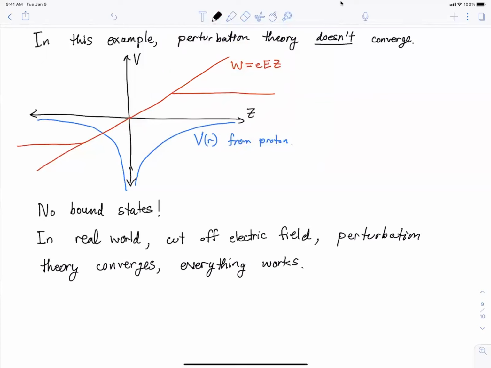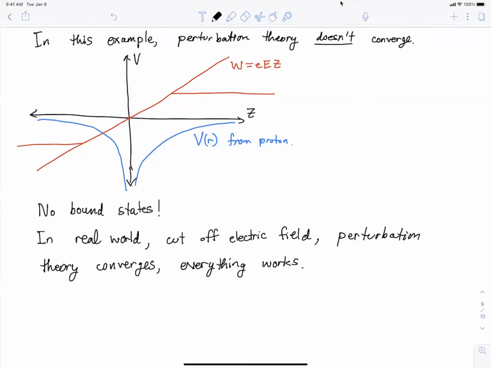Okay, so that's the good news. And so that's all we have to say about the Stark effect. And next time we will be talking about almost degenerate perturbation theory and see what happens there. Okay, any questions about today's lecture?